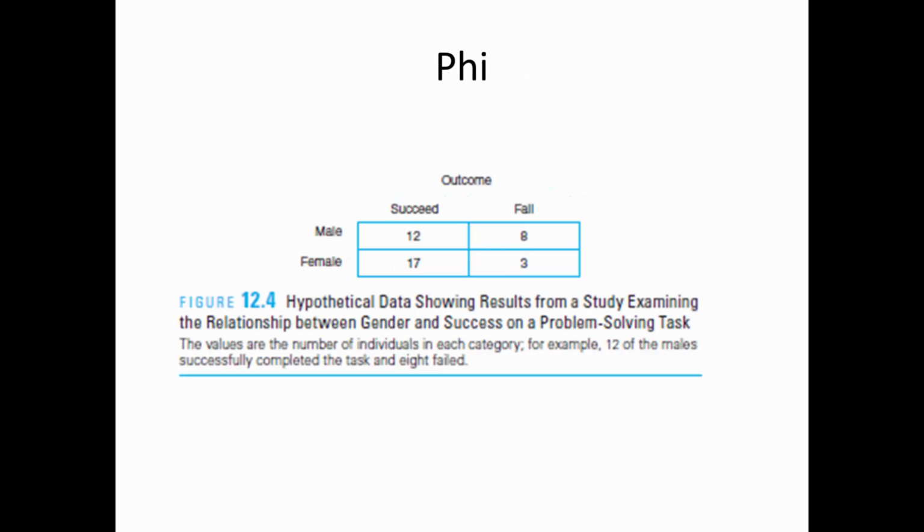This is another example, where you want to see the correlation between gender and success in a specific task. So you make a table, and in this table you put the number of males who succeeded in this task and the number of females who succeeded in this task, and then use the phi coefficient to see if there is a correlation between these two variables.